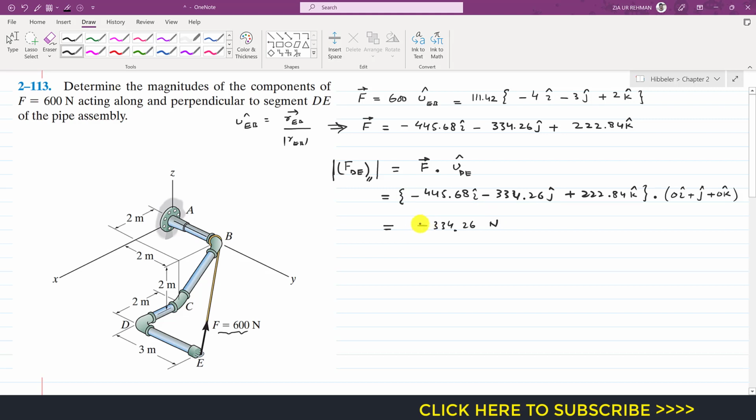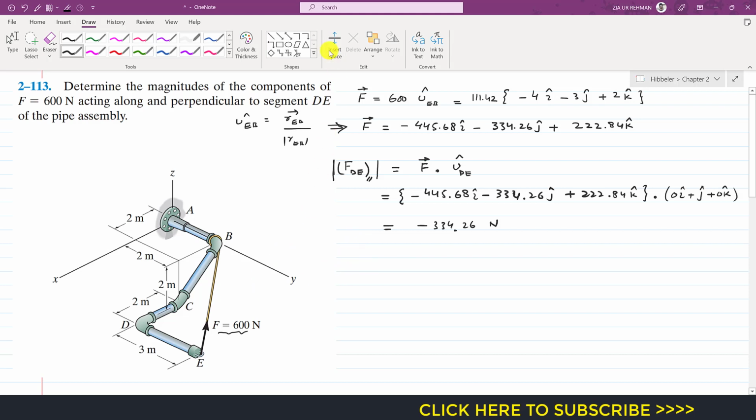The negative sign tells us that the component of force F along DE has an opposite sense of direction. The position vector along DE is in this direction, but the component parallel to DE of force F is acting in this direction. So the negative sign tells us the sense of the direction. This is the component of F along DE, parallel to the DE portion of the pipe.